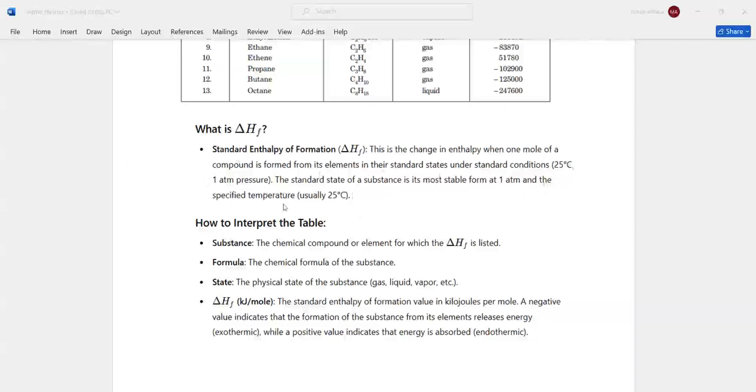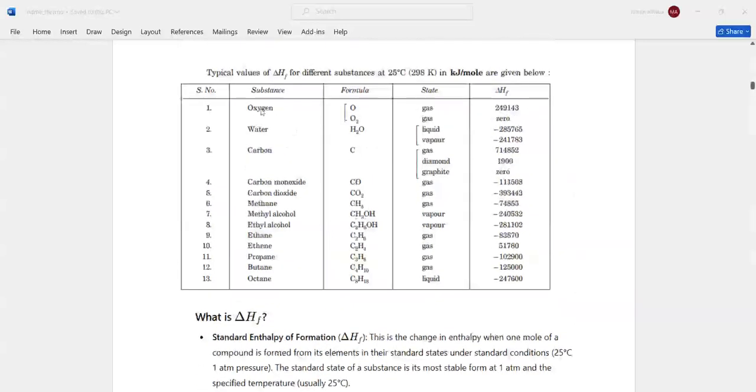The standard state of a substance is its most stable form at 1 atmosphere and a specified temperature, usually 25 degrees Celsius. Now, when you look at this table, you realize oxygen as an atom, for example, has this change in the enthalpy of formation in kilojoules per mole. Then when it comes to oxygen gas itself as a molecule, you'll find that the standard enthalpy of formation is 0.